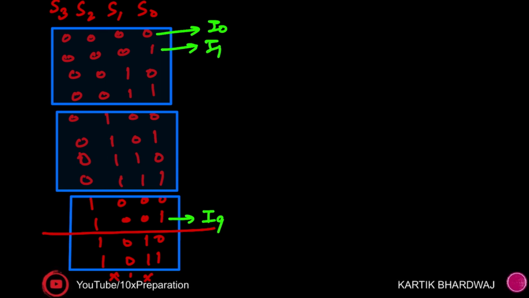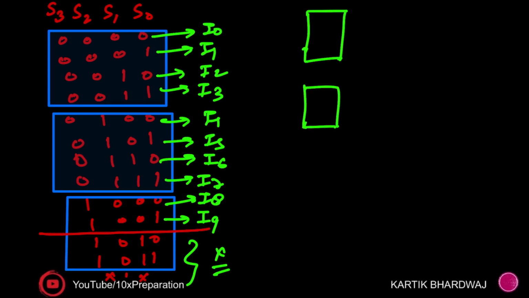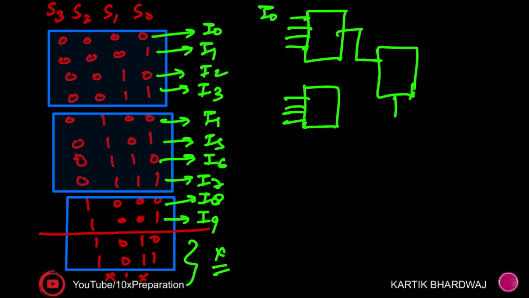This is I0, I1, I2, and a 4 cross 1 mux, another 4 cross 1 mux. After that there is one more 4 cross 1 mux, but the problem is there. Here you will get 8 inputs. You can put I0 to I7 over here, and it is required up to I9.